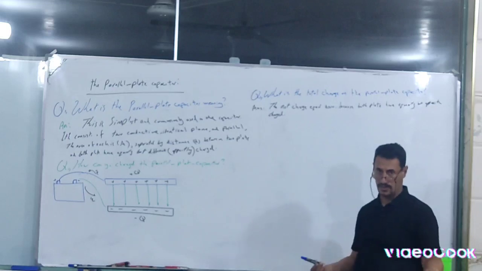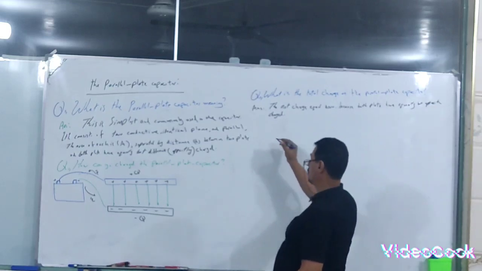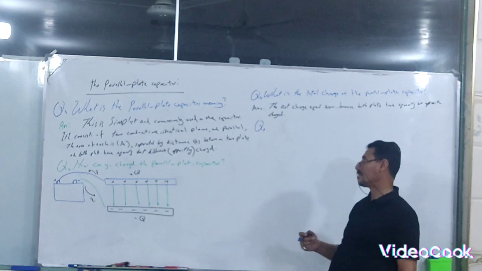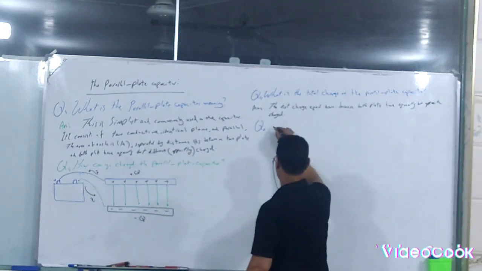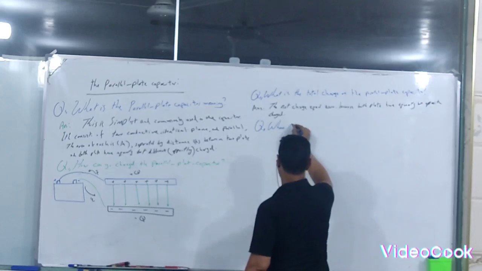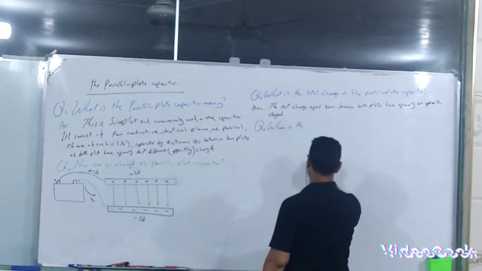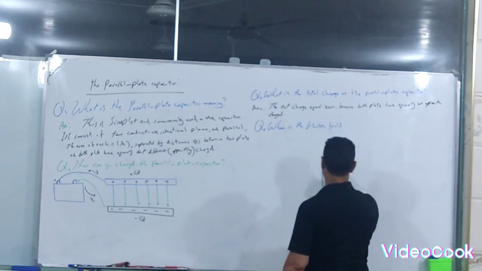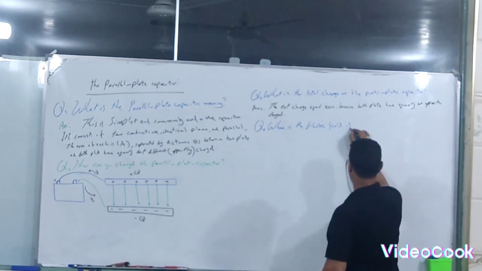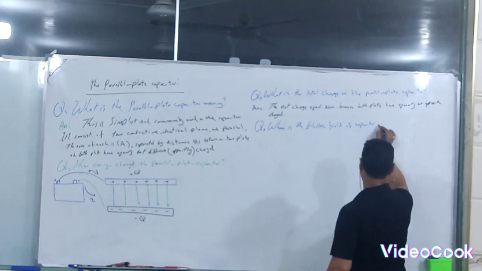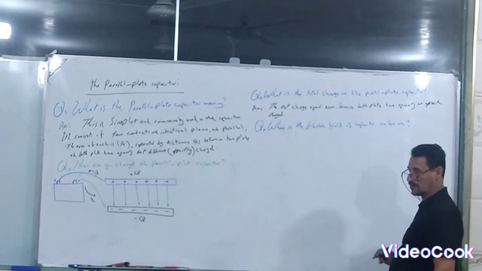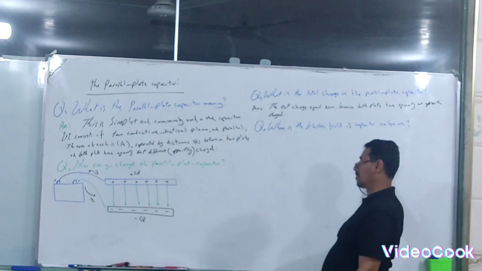Now we can ask you another very important question. When is the electric field generated between the two parallel plates of an electric capacitor uniform? We can answer this question.